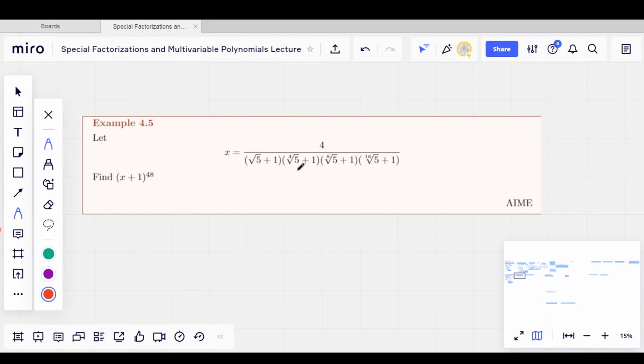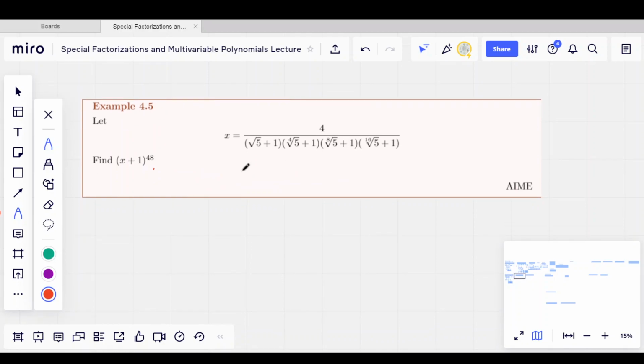So let x equals 4 over this ugly expression. Find x plus 1 to the 48. So give this a try. Again, as a hint, just notice 2, 4, 6, 8, 16. So actually it's 2, 4, 8, 16. So it should give you a hint.